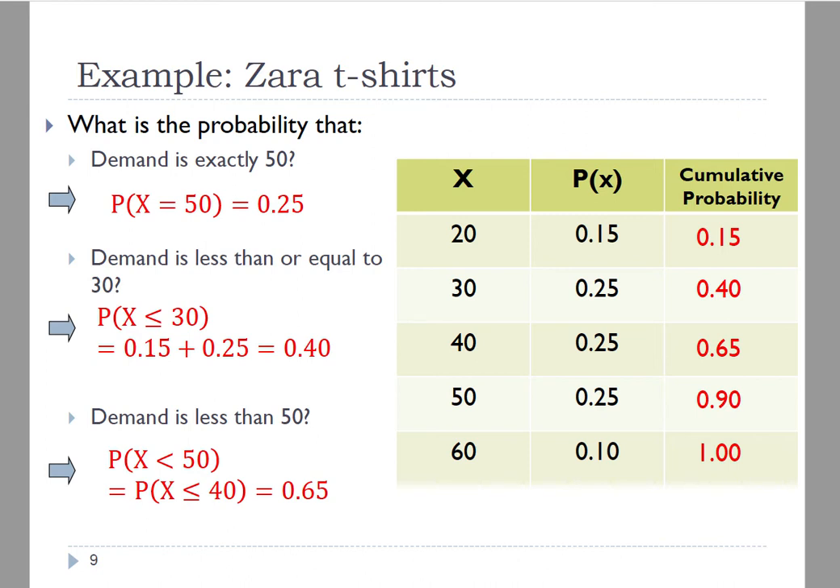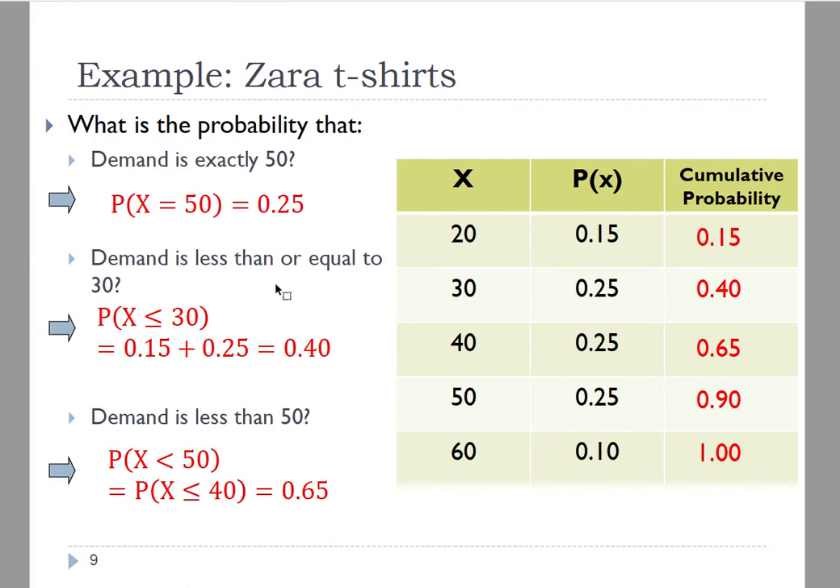So what is the probability that the demand for t-shirts is going to be exactly 50? Well, I'm going to come down here to where x is exactly 50. So my probability for that is going to be 0.25. What about if the demand is less than or equal to?